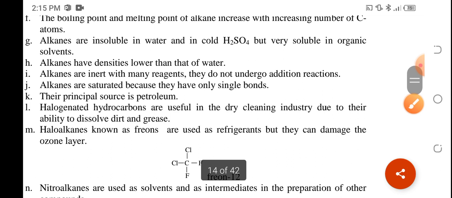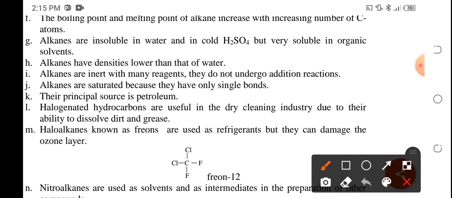Okay? Alkanes are insoluble in water. Hindi sila natutunaw sa tubig. They are insoluble. Okay? However, they are soluble in organic solvents. Okay? Ano ba mga organic solvents natin? May mga ether, okay, alcohol, and the like. Pero hindi siya pwede sa water at hindi rin siya na-dissolve sa sulfuric acid, H2SO4.